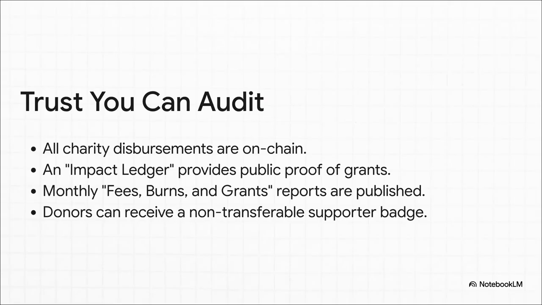And here's the thing that really matters. This is not some black box. The whole process is designed for what you might call radical transparency. Every donation, every grant, every fee, every single burn, it's all verifiable on-chain. They have public reports, an impact ledger. Anyone can go in and audit the flow of money and see for themselves the impact that's being made.